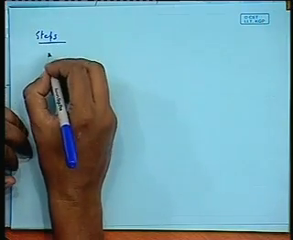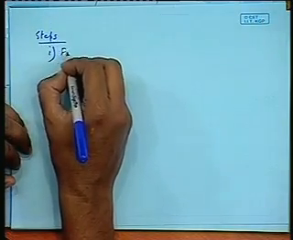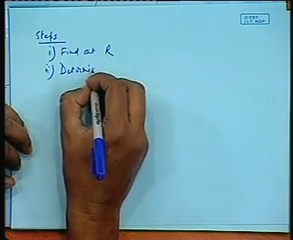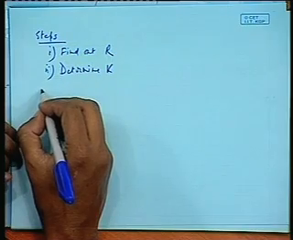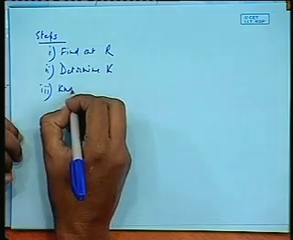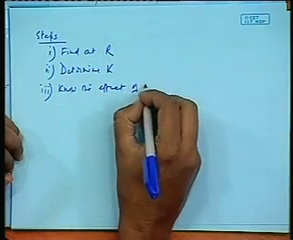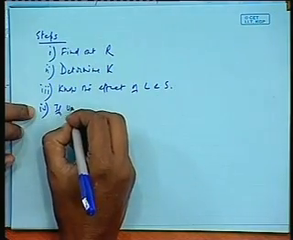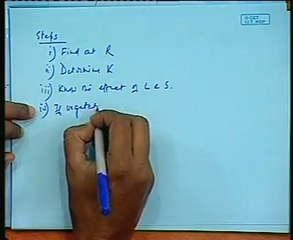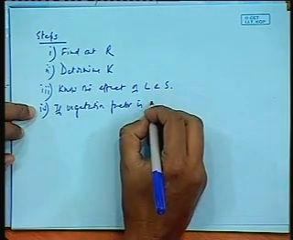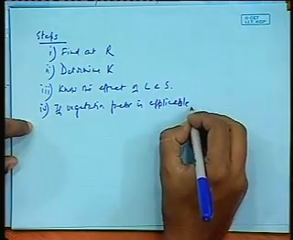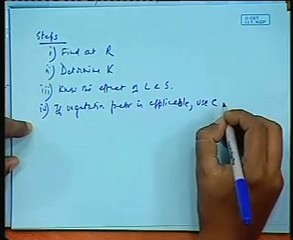So the steps are: find out R, determine K, and L and S. If vegetation factor is applicable, use C.